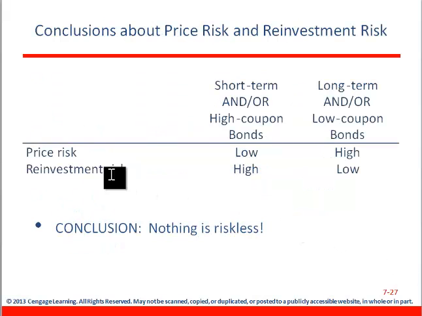Here's a summary. Price risk is low on short-term bonds and high on long-term bonds. Reinvestment rate risk is high on short-term bonds and low on long-term bonds. The conclusion suggested by your author is nothing is riskless. If you wanted to be a little bit more thoughtful than that, you could suggest it depends on what you think rates are going to do. Now, again, you may need a PhD in economics to sort that out, but in this environment, again, historic low rates, we might expect rising rates. Okay? If that's the case, you want to be in shorter maturities.